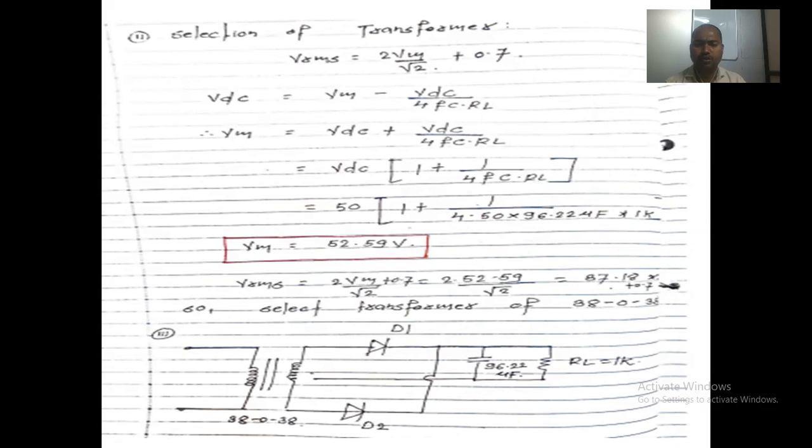200 into 96.22 into 10 raised to minus 6 into 10 raised to... 96.33, you have to take, right? Which one? 96.22. The 33 that we got is 96.33. Is it right? 96.33. Okay, 200 into 96.33 into 10 raised to minus 6 into 1000, bracket complete.